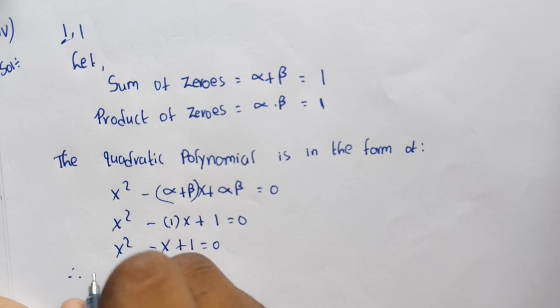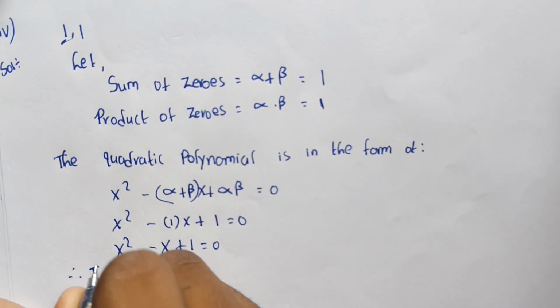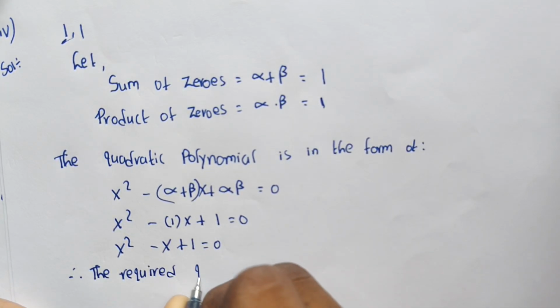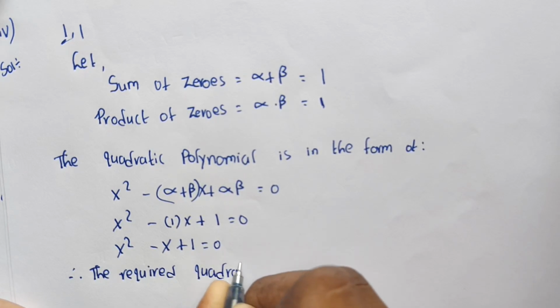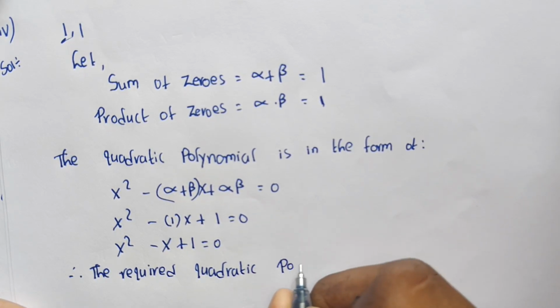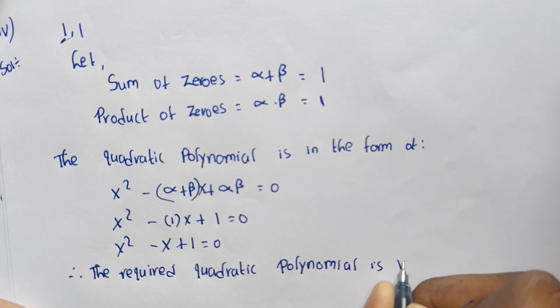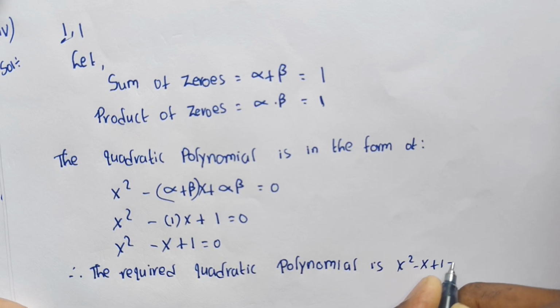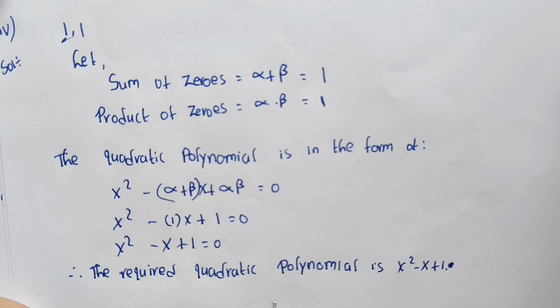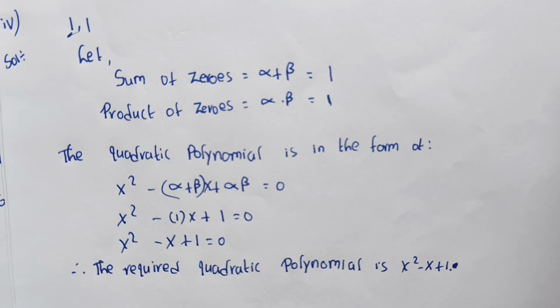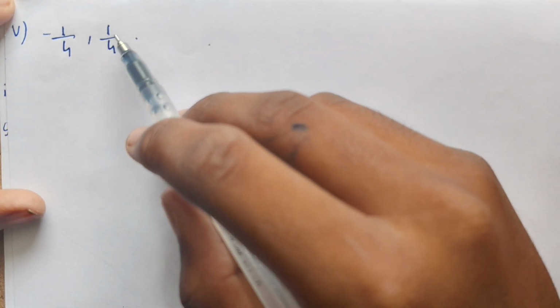So therefore the required quadratic polynomial is x square minus x plus 1, that is the required polynomial. We have completed fourth one. Let us go to the fifth question. So here the fifth problem is minus 1 by 4 comma plus 1 by 4. So let us solve it.